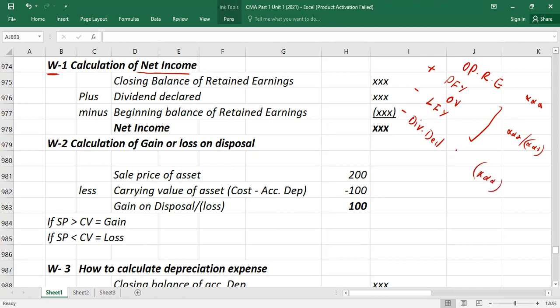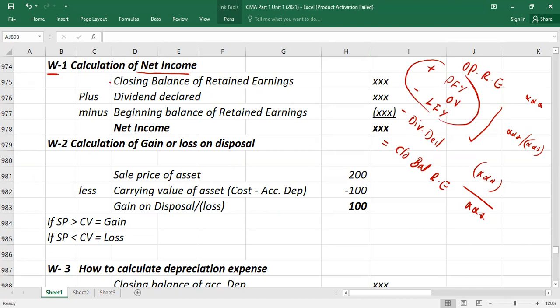I'm ignoring adjustments to retained earnings here, only that. So this will be equal to what? The closing balance of retained earnings, right? And we will reverse this equation to find out this value. Which value? Profit for the year or loss for the year. This equation we have to reverse.